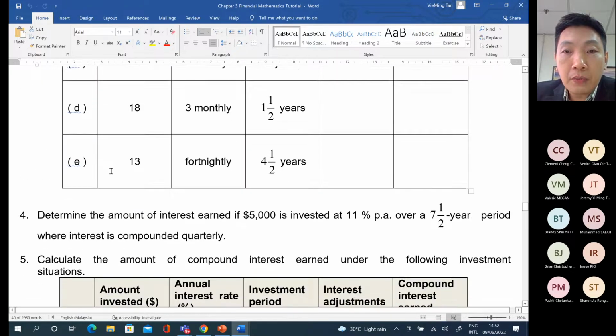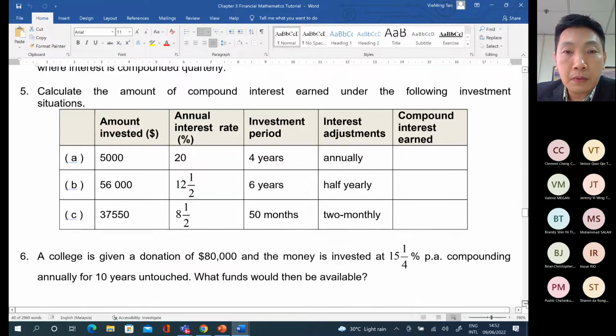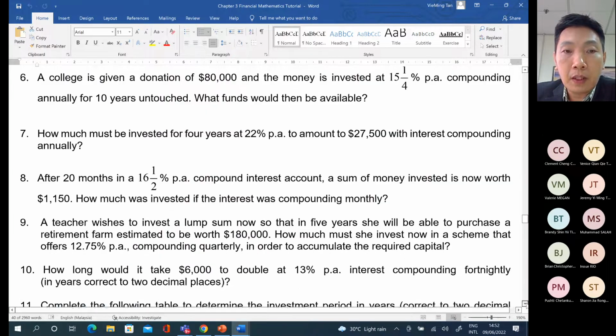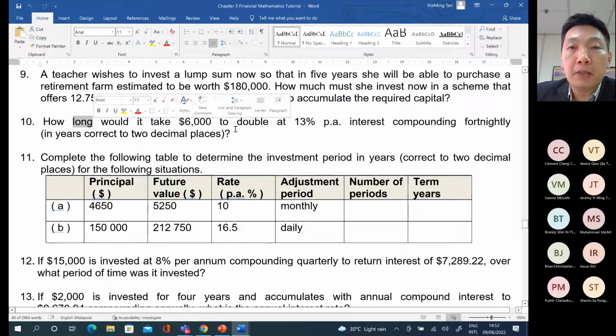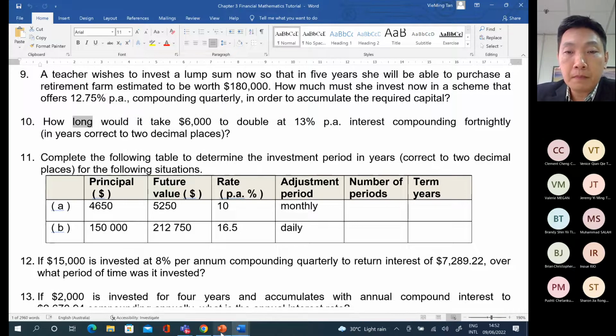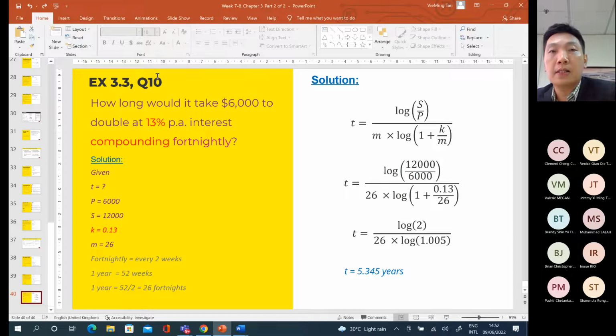So I simply choose one question. This one you can skip. Question 3 you can skip. Question 5 also can skip. No need to do. Okay, I'll go for question 10. You are asked to calculate the duration of the investment. So I copy this question and just put it here. Question 10, exercise 3.3. So let us analyze the question together.